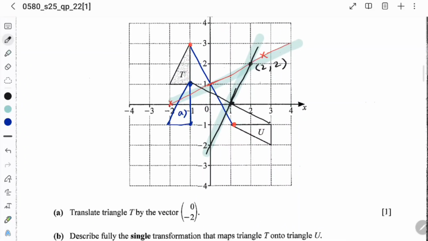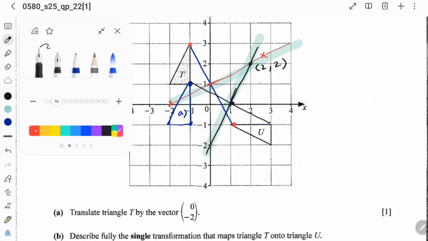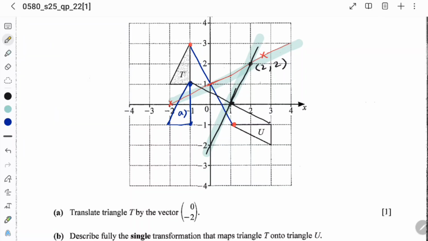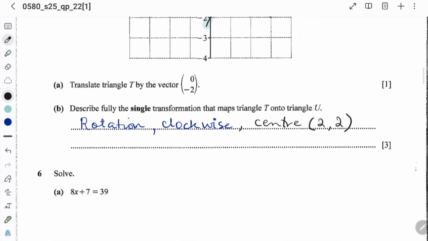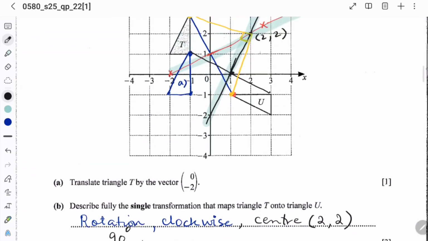For that, I just check once, for example this one. Okay, I'll take another color. So these two. Now joining the object to center to image. Whenever you do it for all of the points, you will be finding out the right answer. So that is 90 degrees. You can try also. The angle is 90 degrees. So it's a rotation clockwise, center 2, 2, and the angle is 90 degrees.